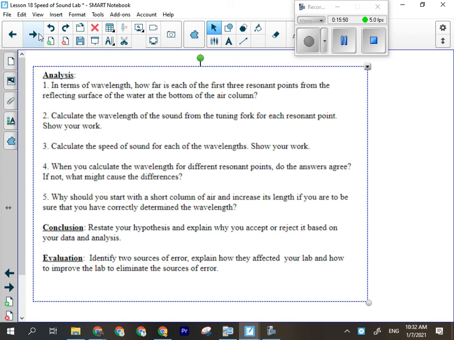Then, as always, conclusion: copy paste your hypothesis. Were you able to calculate the speed of sound? Was it reliable? Okay, consistent, that kind of stuff. And then for your evaluation, 2 sources of error, how they affected the lab, and how you might improve those to eliminate them. Okay, all right, questions on what you're doing there? All right, you got the rest of class to get that finished. I think you shouldn't have too much trouble with that. Okay? If there's questions, just let me know and we'll go over them together. Okay?